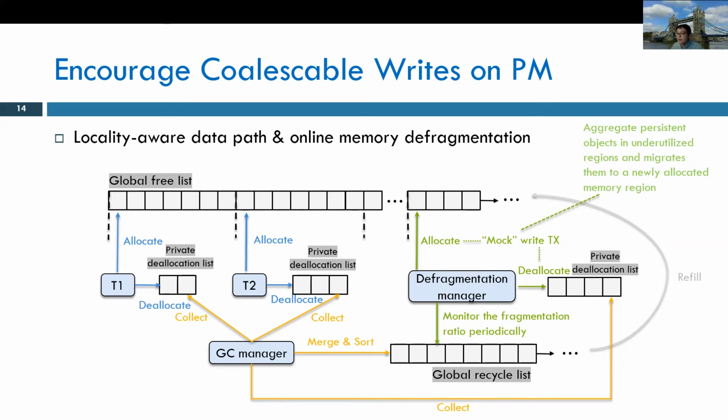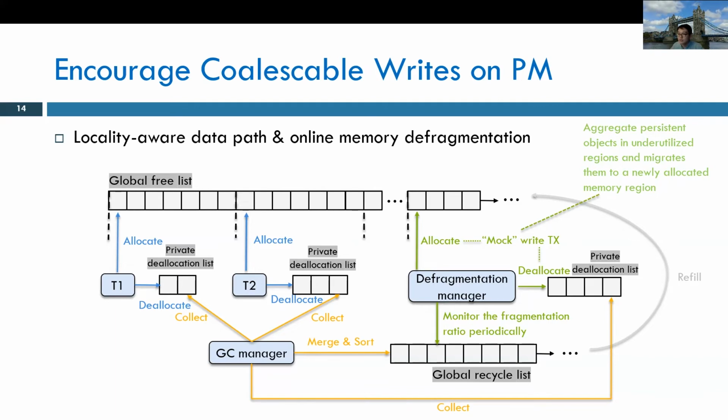For locality-aware data paths, a single free list is used in ArchTM for allocating objects of different sizes. To maximize the concurrency, ArchTM assigns each thread a dedicated portion from the global free list. When a thread tries to allocate a persistent object, ArchTM searches through the thread's private portion of the global free list to locate the first memory block larger than the requested size.